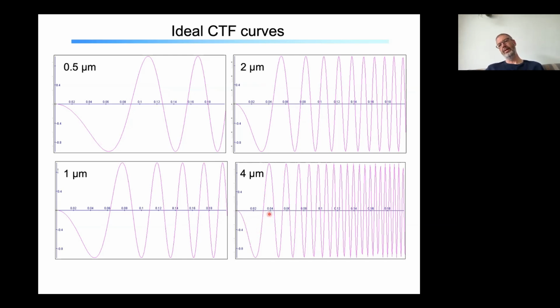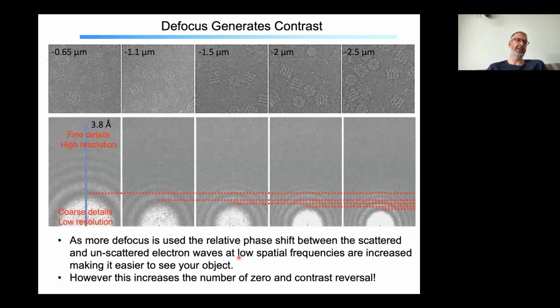The problem with that is that you increase the number of spatial frequencies that are not transferred, and as you go up to higher spatial frequencies, you get these very rapid contrast reversals. And this is shown with some images that I took quite a while ago with cryo-electron microscopy, on what used to be one of my favorite proteins.